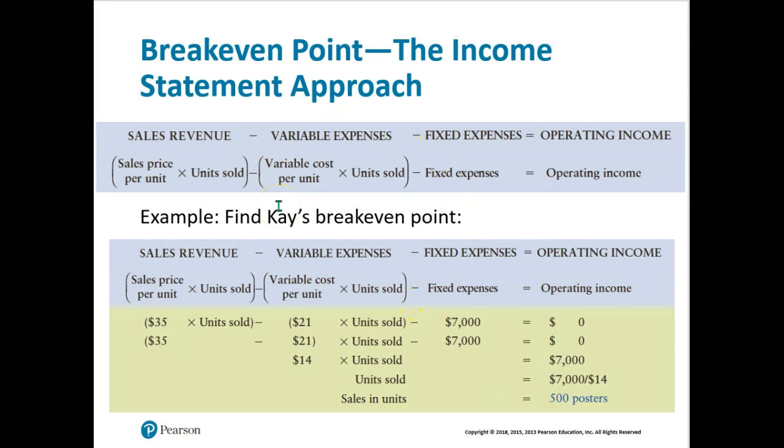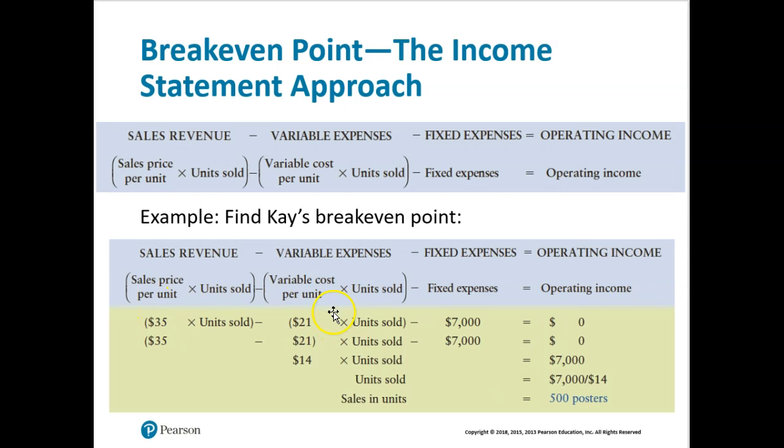But what we're doing, the concept is to take your total sales revenue, minus variable costs, minus fixed expenses, is operating income. So in the example that we had, a selling price per unit of $35 minus $21 variable cost per unit times units sold minus your fixed expenses. What we're looking for here is break even, so operating income would be 0.